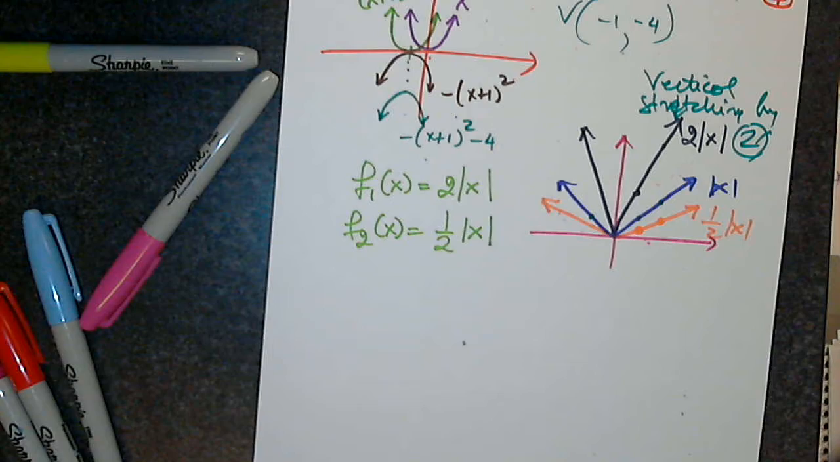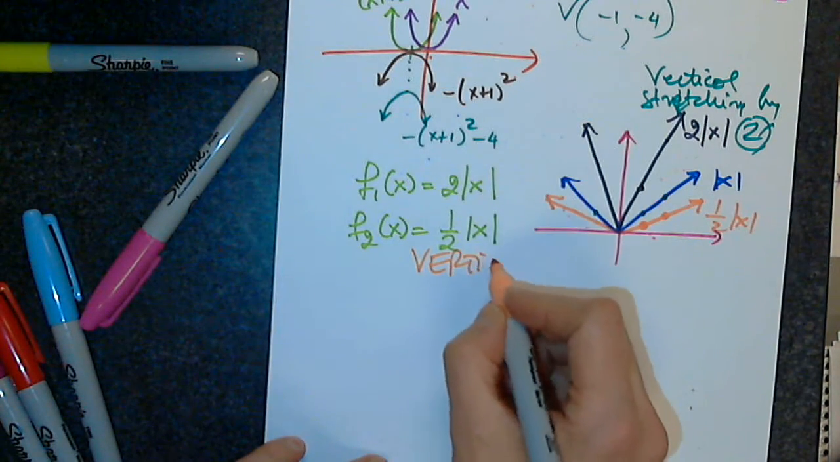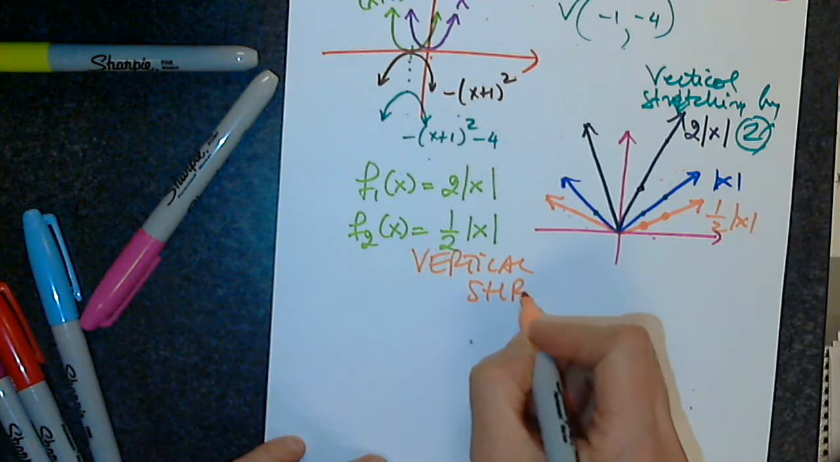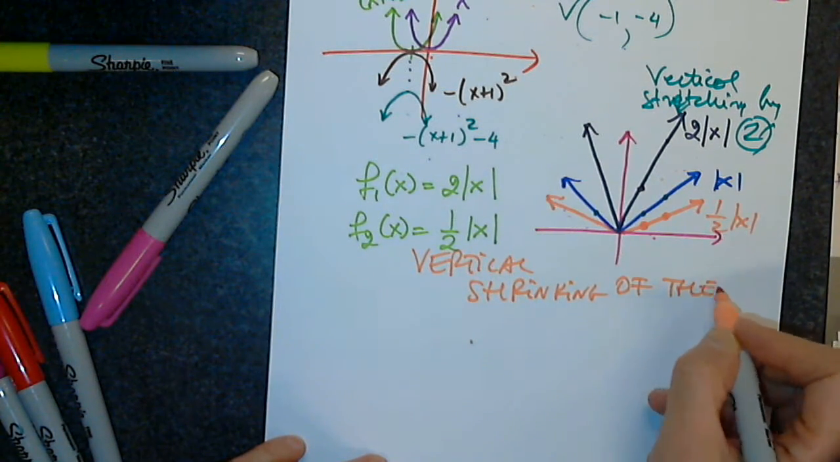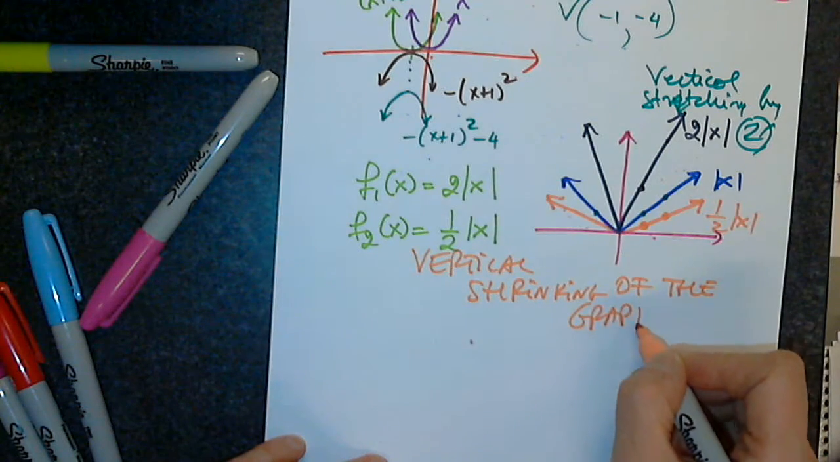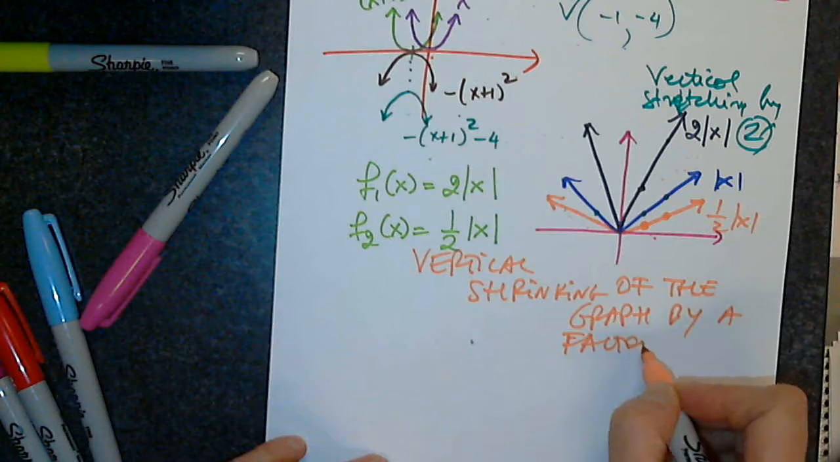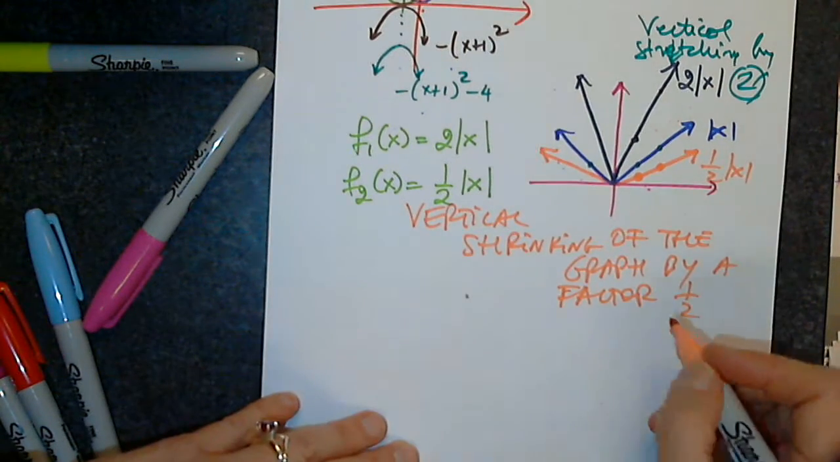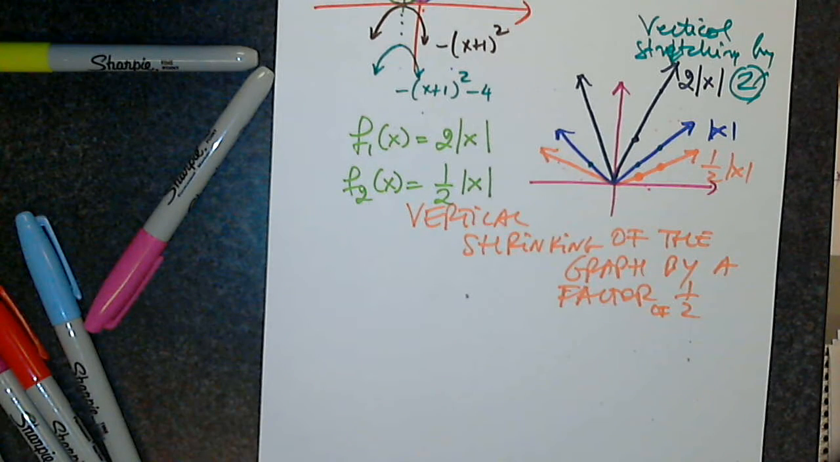Or shrinking. So this is a vertical shrinking of the graph by a factor of 1/2. So when you answer, do you have to put that by the factor of? No, you don't. I'm happy if you say vertical shrinking.